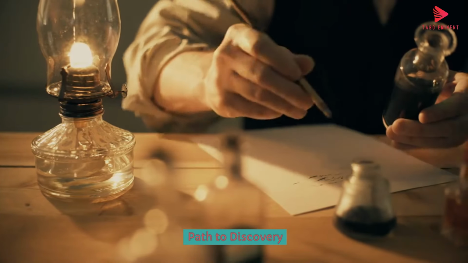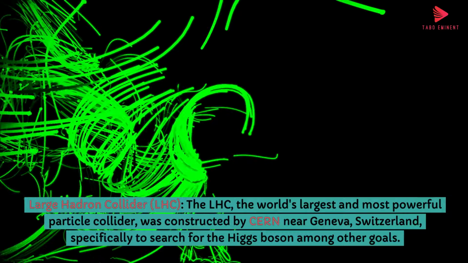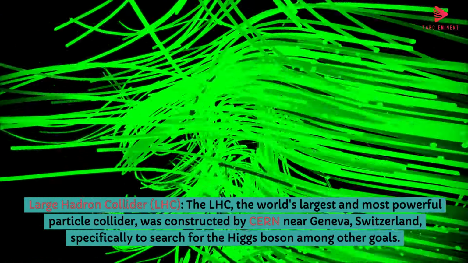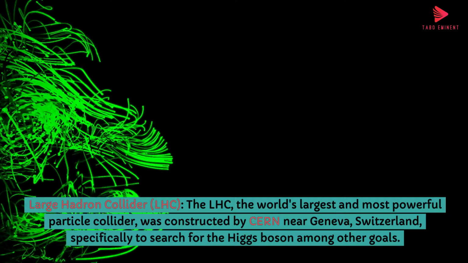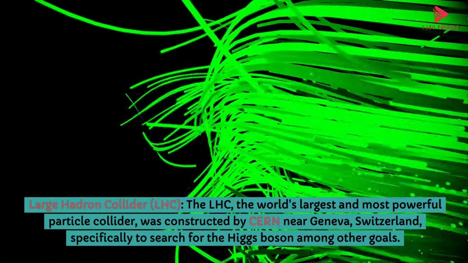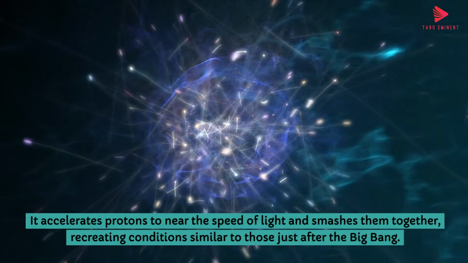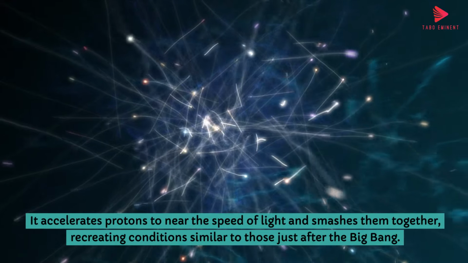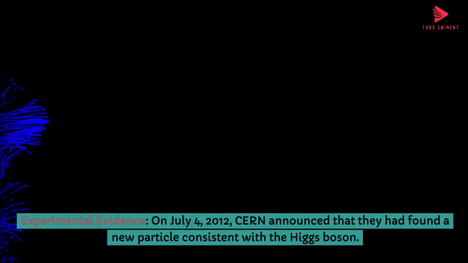Path to discovery. Large Hadron Collider, LHC. The LHC, the world's largest and most powerful particle collider, was constructed by CERN near Geneva, Switzerland, specifically to search for the Higgs boson among other goals. It accelerates protons to near the speed of light and smashes them together, recreating conditions similar to those just after the Big Bang.